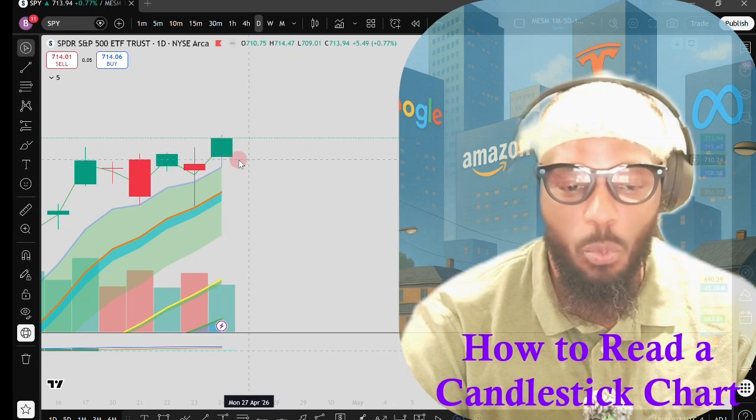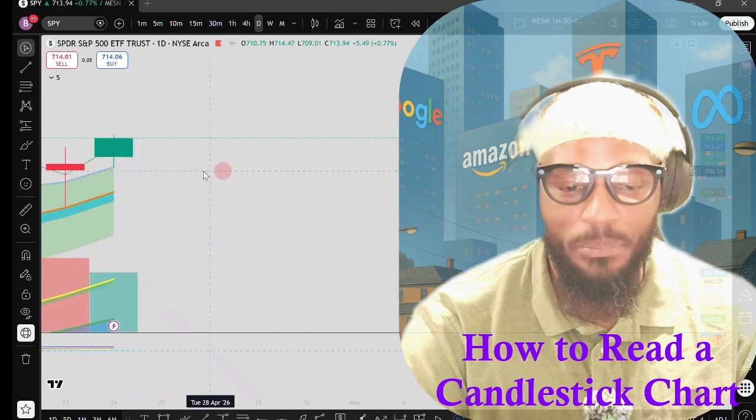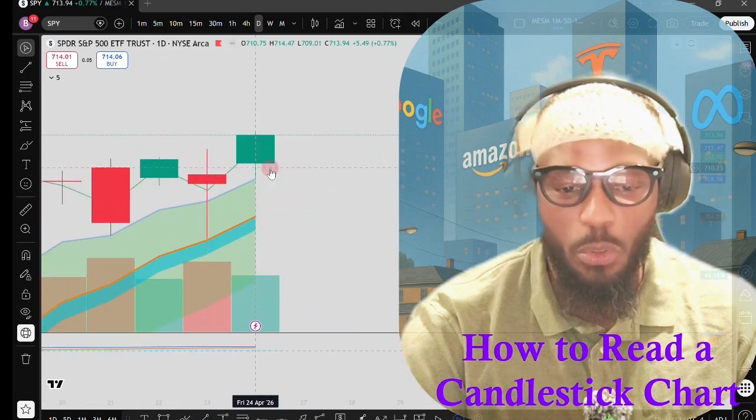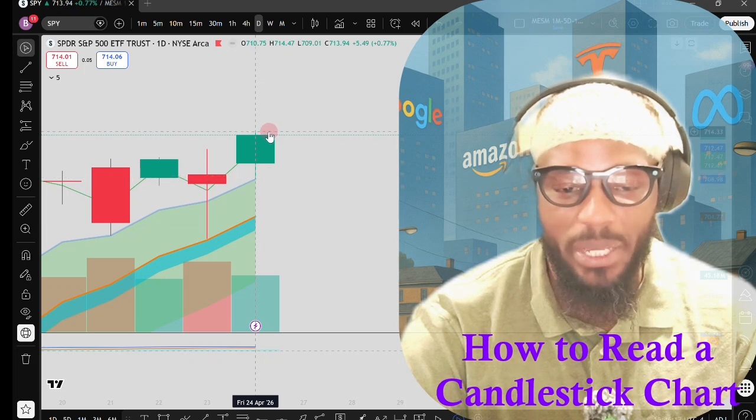This candle, the wicks, let's get it clear. The bottom wick shows you that the price was down here, and that is your lowest price. The top wick shows you that the price was up here, and that is your highest price. The body is the most important piece.